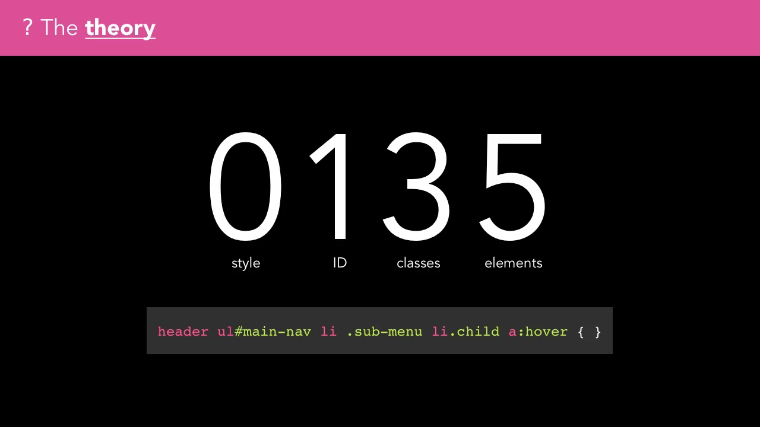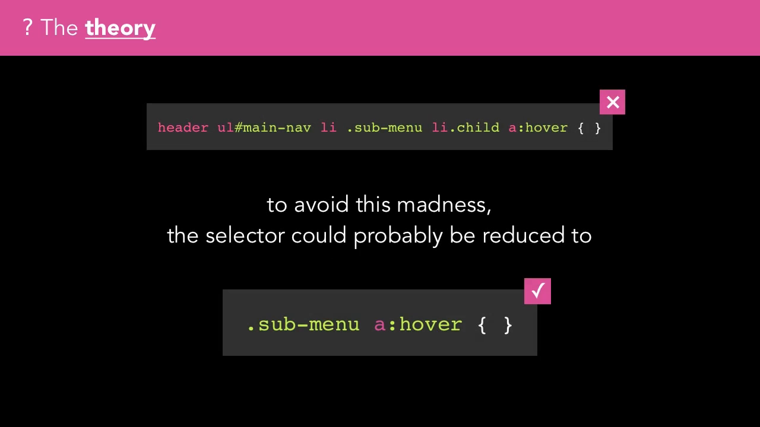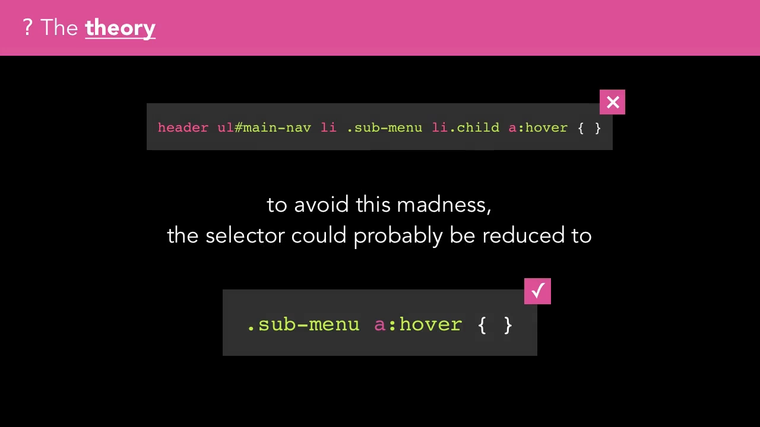In order to override these styles, we would need another selector with equal specificity to occur beneath this one in the style sheet, or a selector with higher specificity to occur anywhere in the file. To avoid this madness, the above selector could almost certainly be rewritten as something like submenu A hover. This could have the same visual result with a specificity of 0021, which would be much easier to deal with if needing to be overwritten at a later stage.